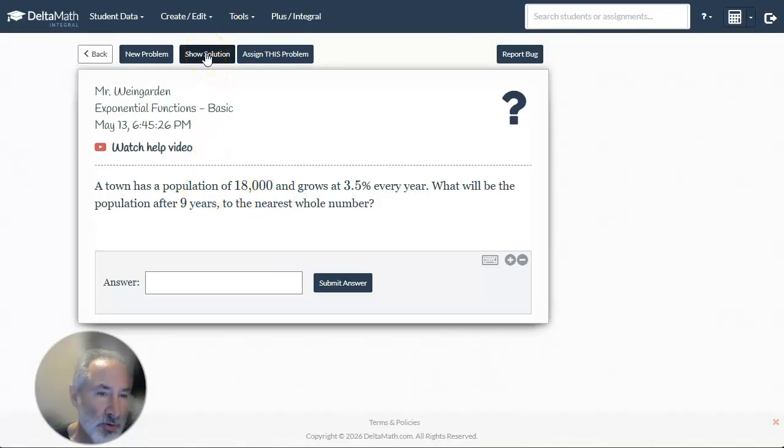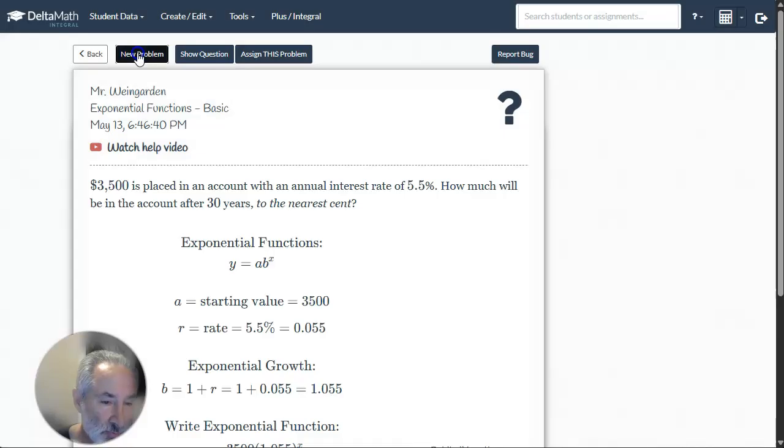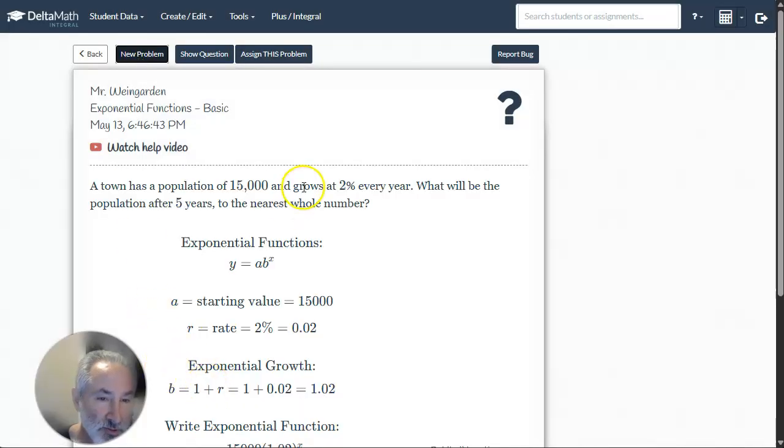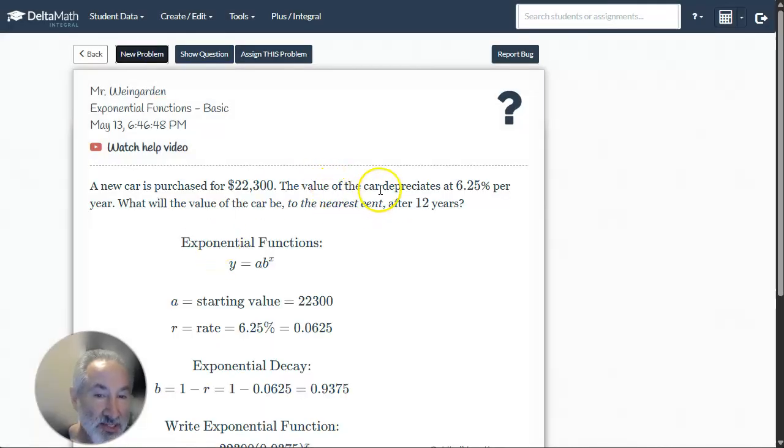And I'm going to show you, when we show the solution, that either you're going to do y equals a times 1 plus r to the power of x, or you're going to do y equals a times 1 minus r. And if you go through a few of these examples, I'm just going to go new problem, new problem, new problem. You'll see that whenever the problem involves growth, we do 1 plus r. So if it says grows, we do 1 plus r. I'm going to keep going. New problem. Finally, we get to one where it says the car depreciates, which means it lowers in value. We will say y equals a times 1 minus r raised to the power of x. And we'll just plug in the numbers.